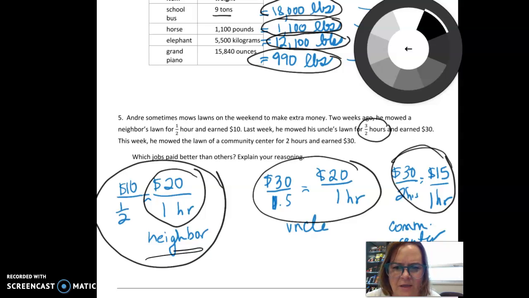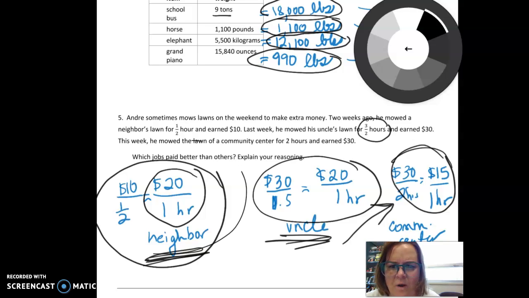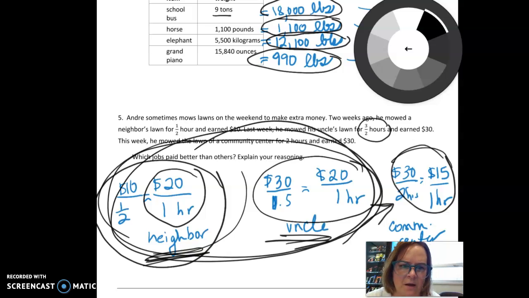So the neighbor and the uncle pay better than the community center. I would say his neighbor is paying pretty well for just a half an hour of work, but these are the same rate per hour, the neighbor and the uncle.